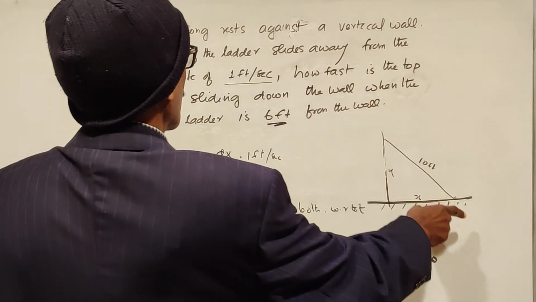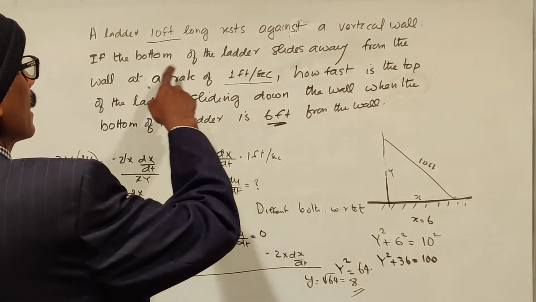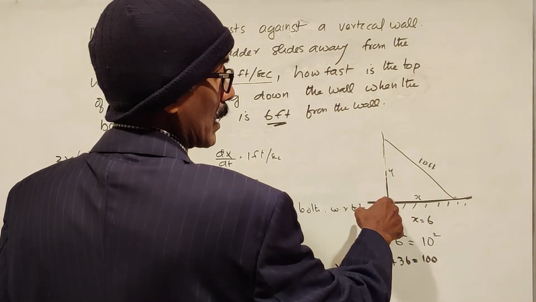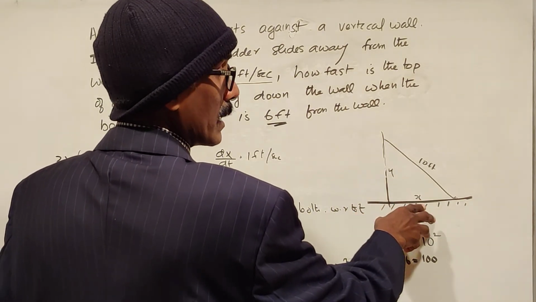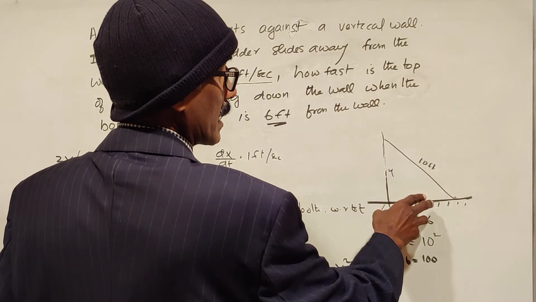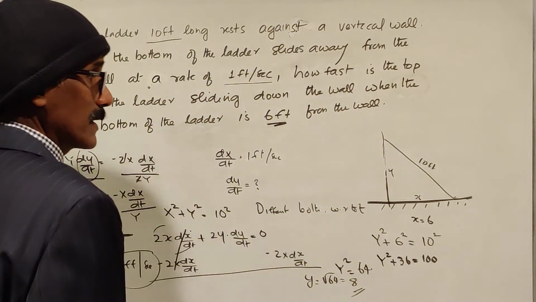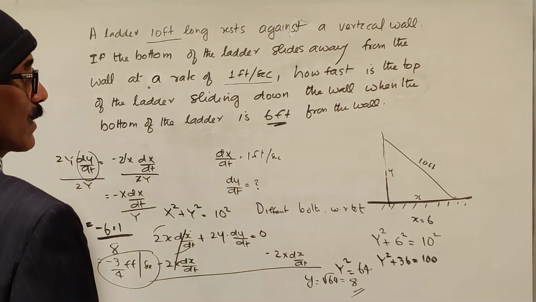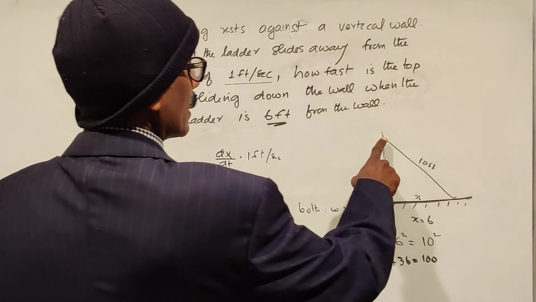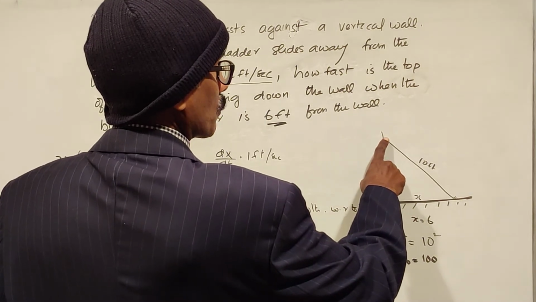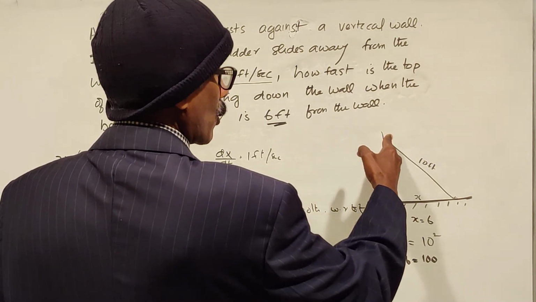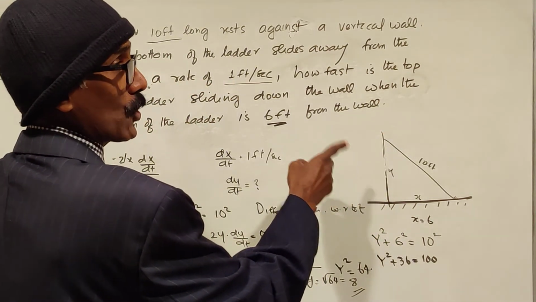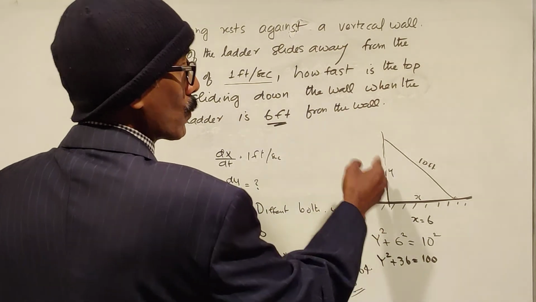10 feet is the length of the ladder, and the bottom of the ladder slides away from the wall at the rate of 1 feet per second. Slides away. Okay, that is dx by dt equals 1 feet per second. Then find the speed of the top of the ladder in the downward direction.